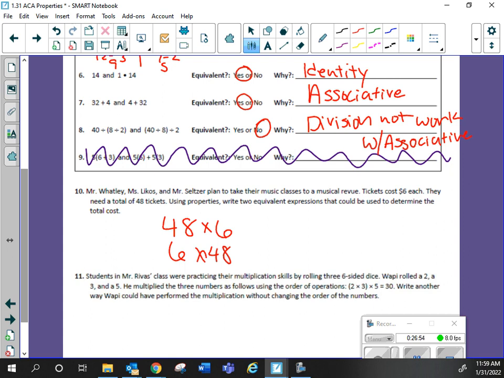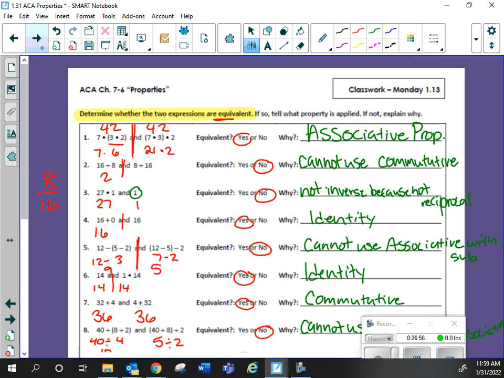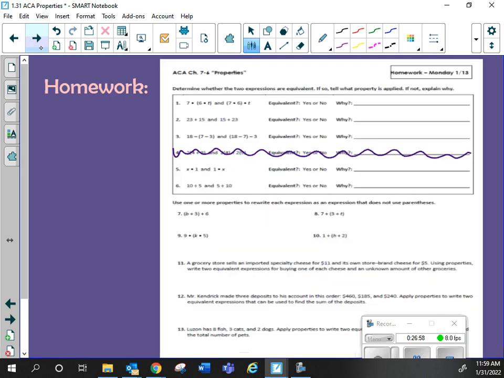That's what it's asking you to do on those other ones, is just changing how you write it. What's for homework is the rest of this page. Again, number four, that's a property we haven't talked about yet, and we'll talk about it in a few days. Please check on campus.